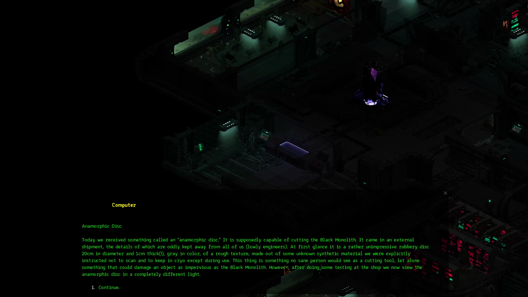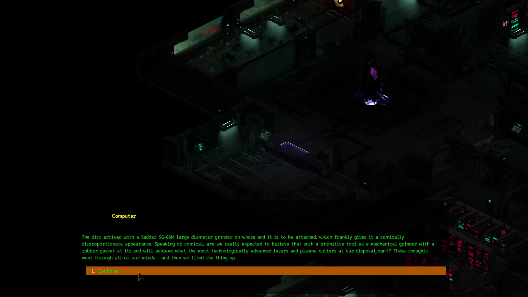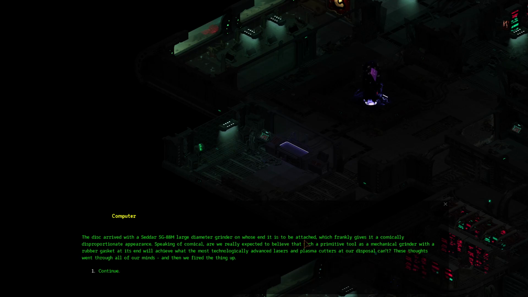This thing is something no sane person would see as a cutting tool, let alone something that could damage an object as impervious as the black monolith. However, after doing some testing at the shop, we now view the anamorphic disk in a completely different light. Disc arrived with a Sedar SG88M large diameter grinder on whose end it was to be attached, which frankly gave us a comically disproportionate appearance. Speaking of comical, are we really expected to believe that such a primitive tool as a mechanical grinder with a rubber gasket at its end will achieve what the most technologically advanced lasers and plasma cutters at our disposal can't? These thoughts went through all of our minds, and then we fired the thing up.